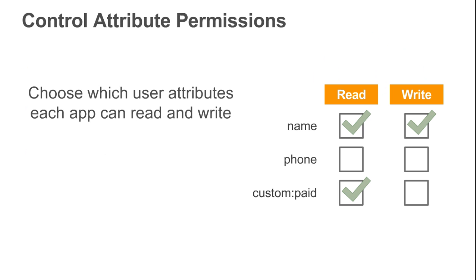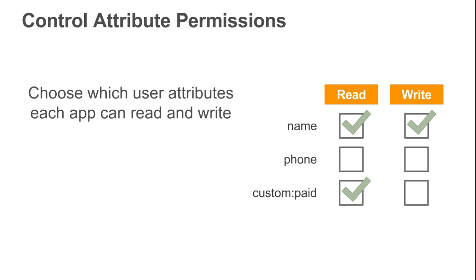Now, coming back to this control over attribute permissions, this is one of the features that I actually like a lot. And it gives you that ability for each of the attributes. I have just a few illustrated here: name, phone, and a custom attribute. And for each of these, you can say for each app whether they're readable or writable or both. So in this example, you can say that the name attribute, the app can both read and write to, so the user can see their name and they can also update it.